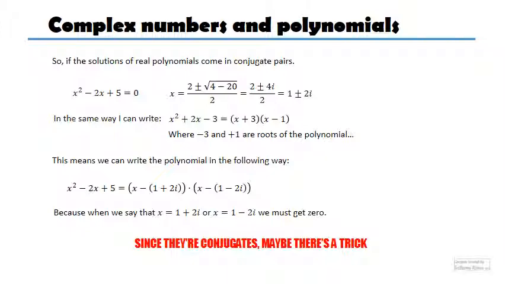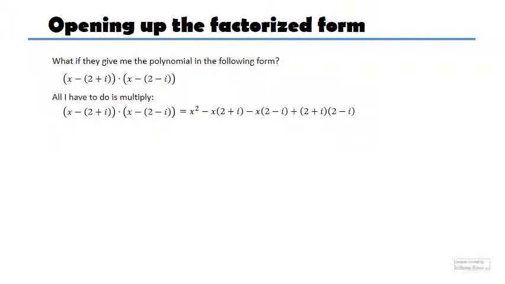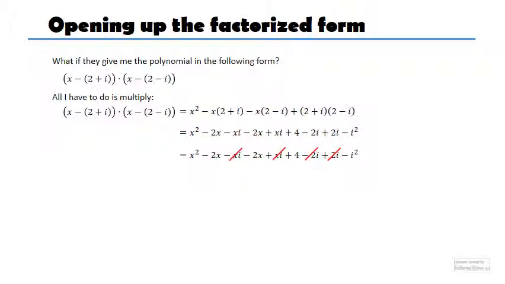Now, because they're conjugates, there are going to be some consequences. Since solutions come in complex conjugates, I will be able to figure out some things here and there. So if you get this polynomial in factorized form, and you actually open it up, this is what's going to happen. You're going to end up with x squared minus x times (2 plus i), and so on. It's going to take a lot of calculations, but you end up with this, and then further on, the xi's cancel, and the 2i's cancel.